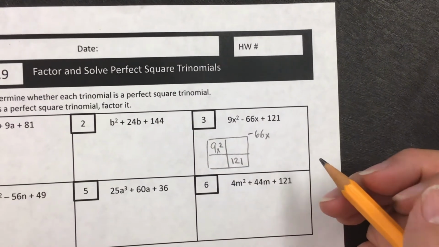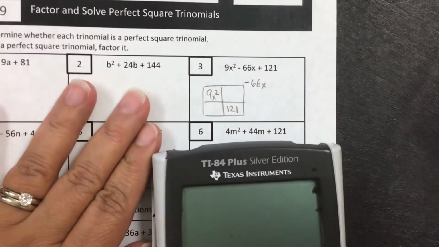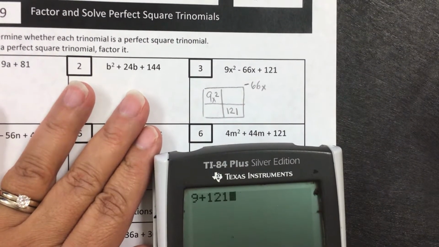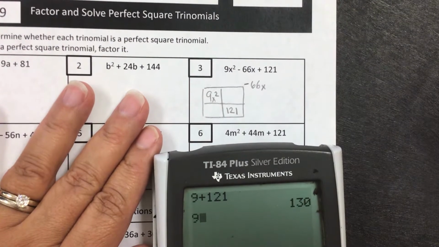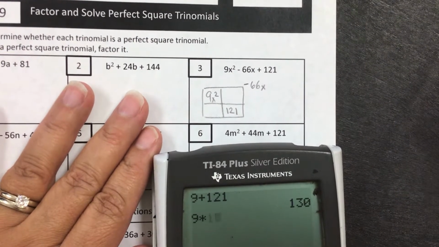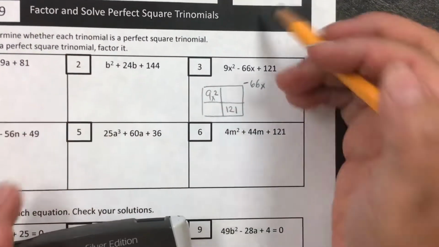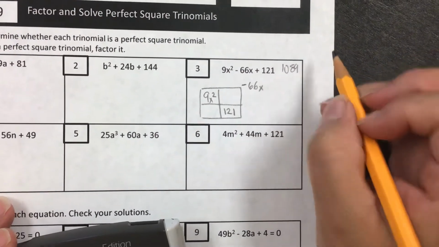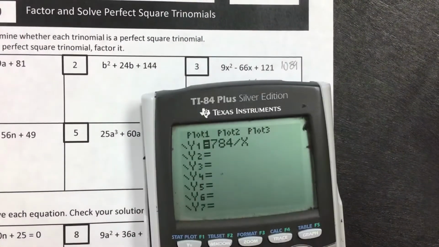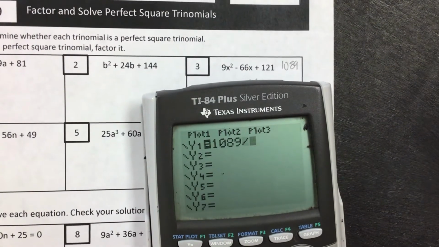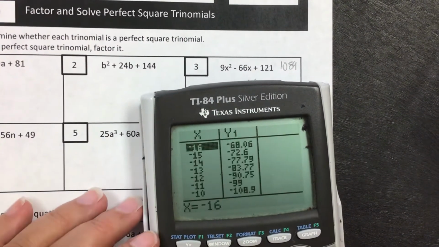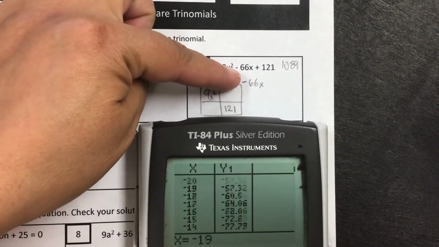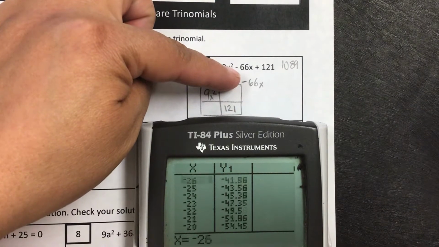We can still do the same thing and multiply these two together. 9 times 121 gives you 1089. We still can put this in y equals divided by x, hit second graph. And what you're looking for is the middle term to be negative. So I'm going to scroll up. The trick about these is that it's going to take a long time to get there.